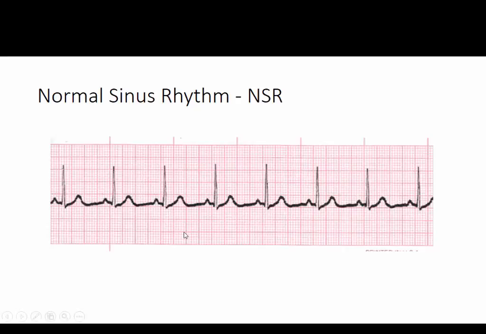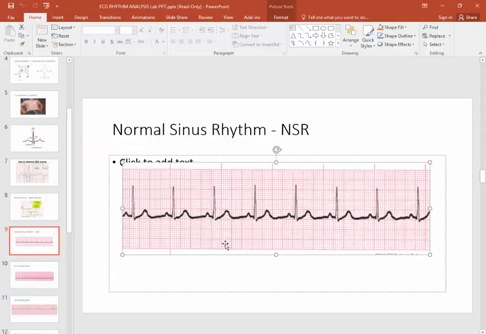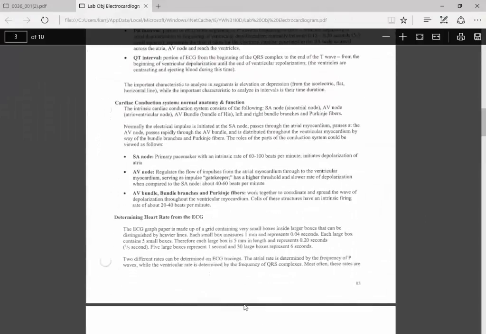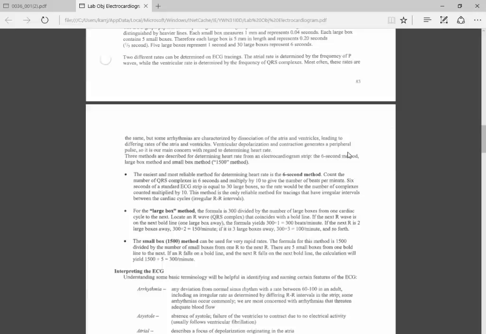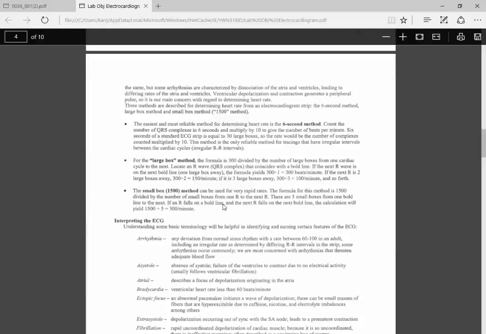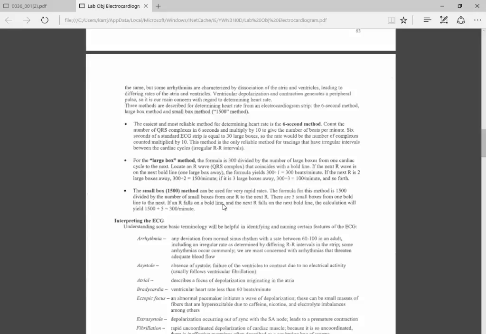If I'm looking at this tracing here, and we go back to your objectives, there are different ways that we can measure heart rate. There's the 6-second method, the large box method, and the small box method. You'll be expected to know how to do each of these, which is a little tricky. The easiest method is you count the number of QRS complexes in 6 seconds and multiply by 10, and that'll give you your beats per minute. Highlight this sentence right here, starting with count.